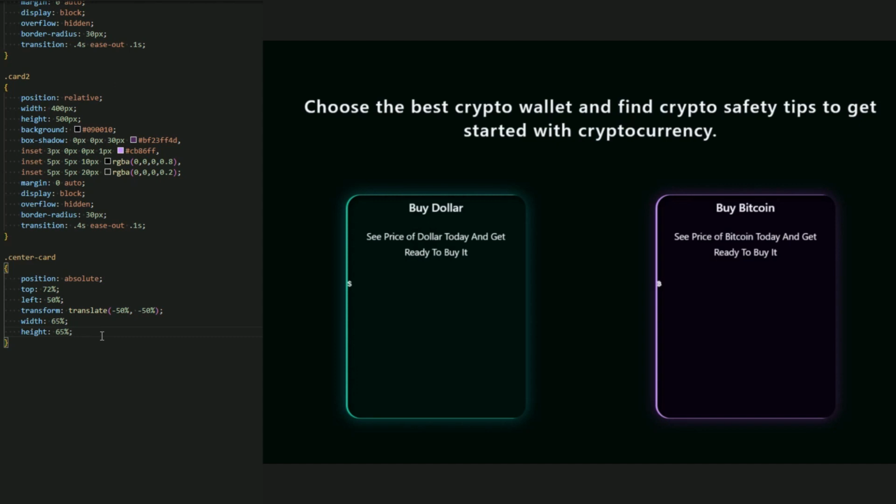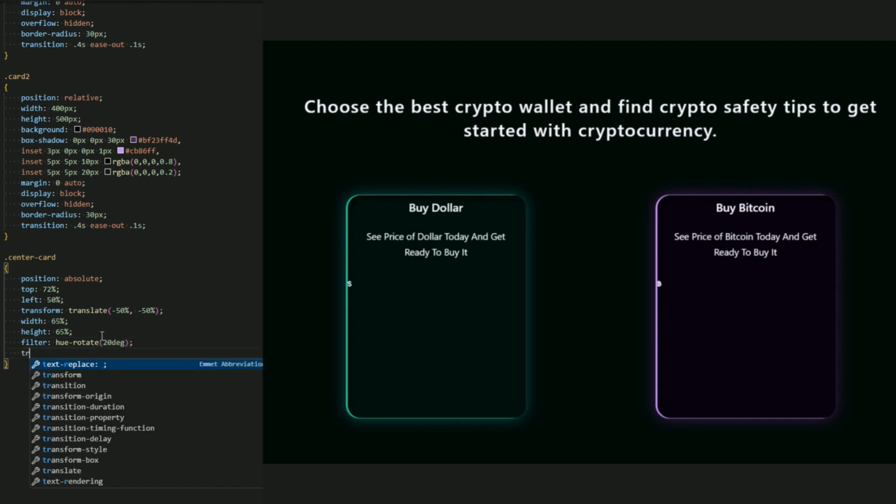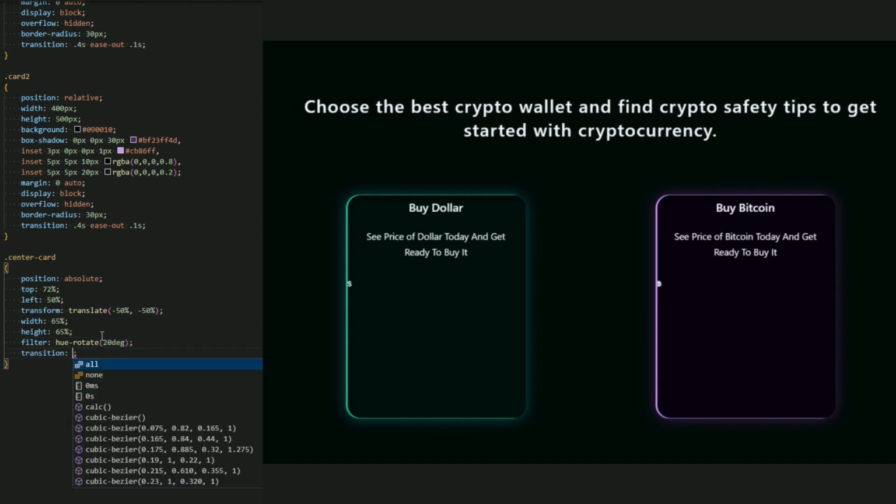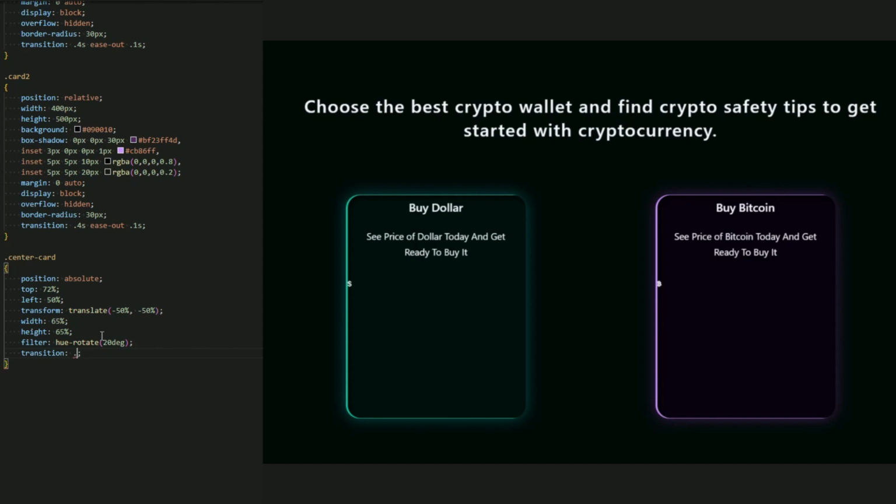And let me just add a filter to change the color of this a little. So let me just add a hue-rotate of 20 degrees for this color. Okay, and let me just add a transition with cubic-bezier. Let me just use this cubic-bezier, guys. You can just pause the video and type it. Okay, this is the cubic-bezier for this.